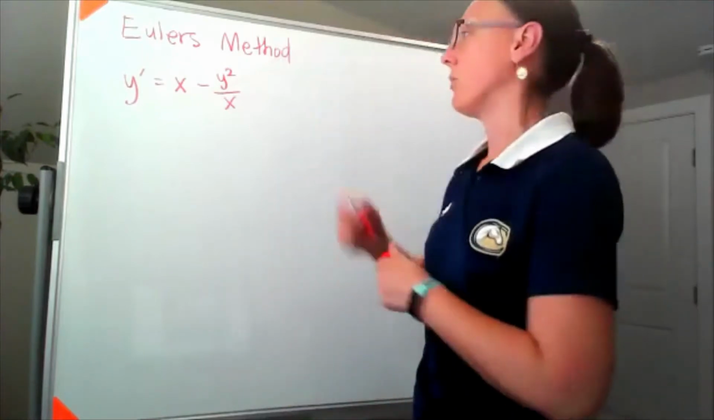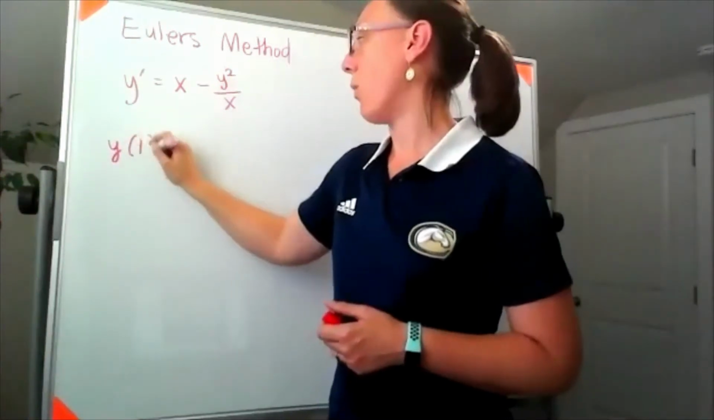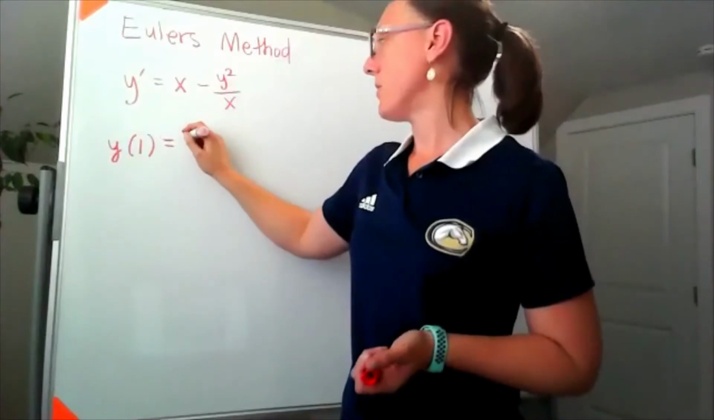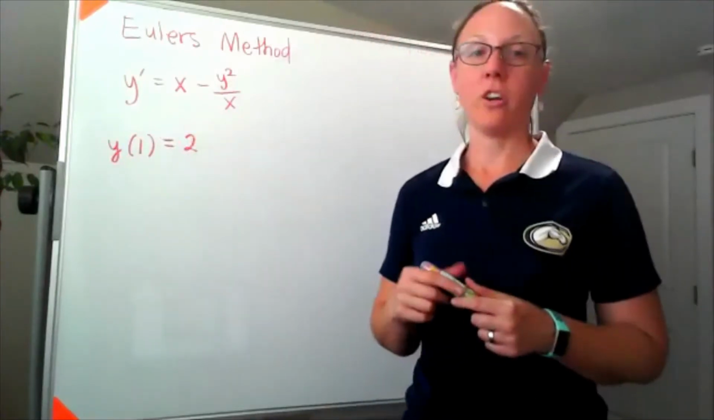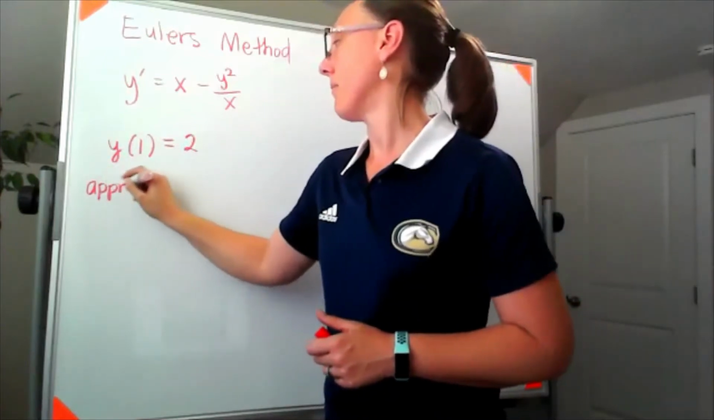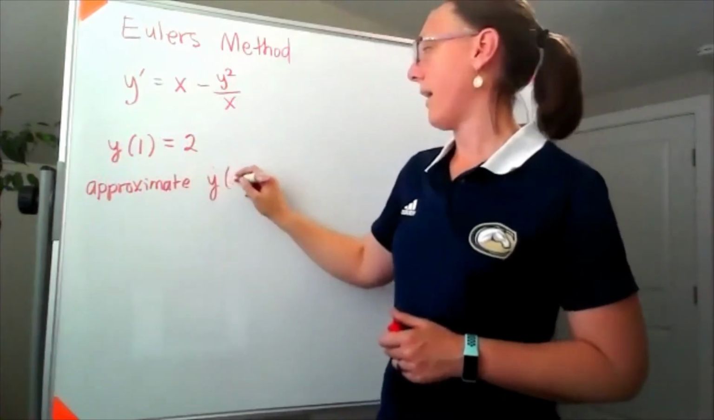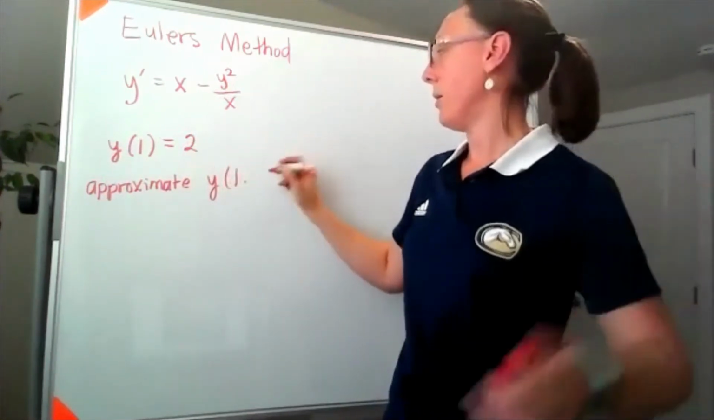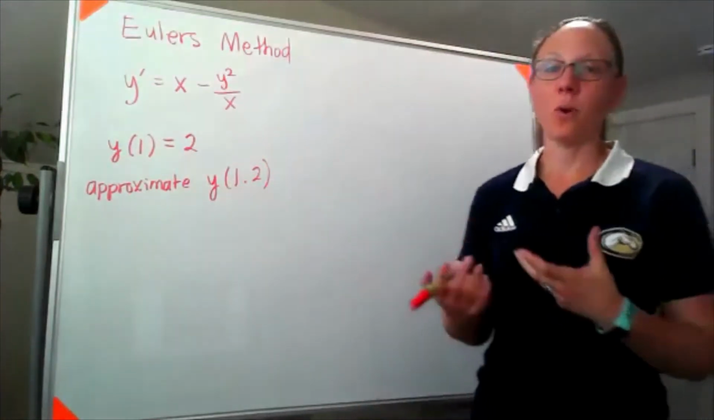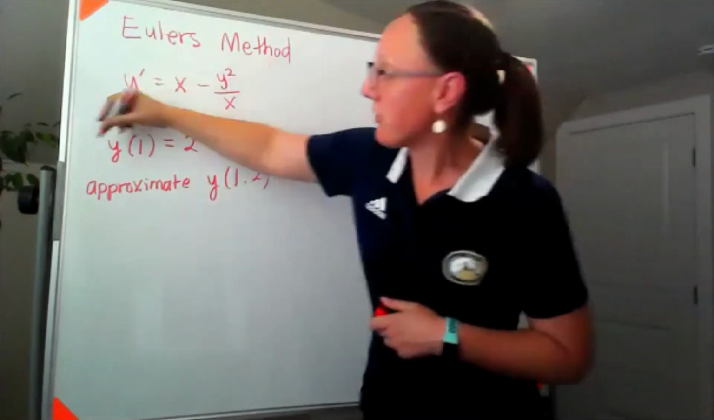But if I told you that y of 1 was equal to 2, then I could ask you to approximate y of 1.2. And for Euler's method, there are a couple of things that we have to know. I have to know the starting point.